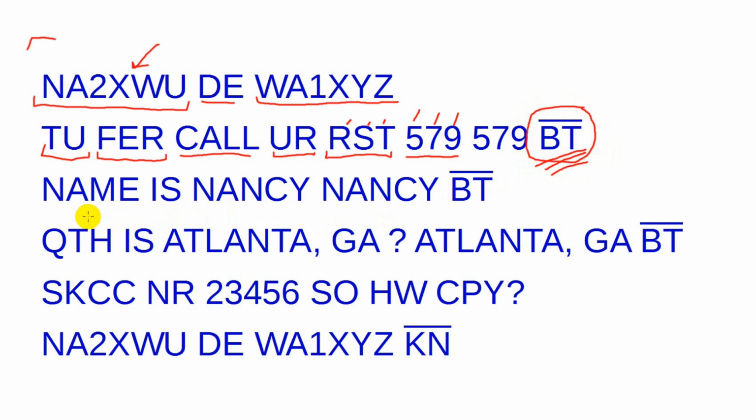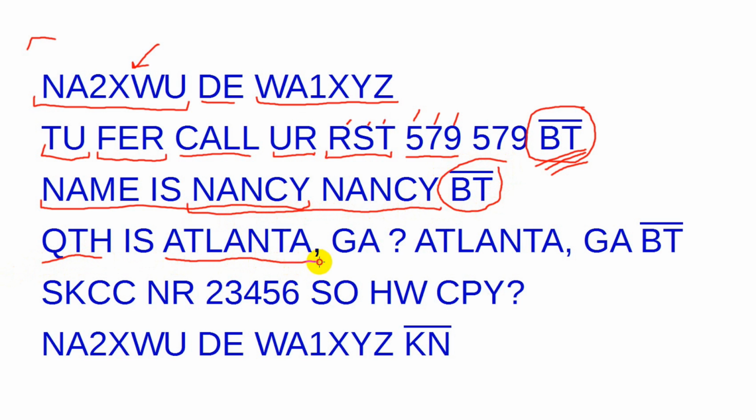She then sends her name. Hams go by given names, hence the Nancy. Again comes the separator. She sends QTH, which is the Q signal specifying location. She sends Atlanta, followed by a comma, followed by GA, meaning Georgia, then a question mark to indicate that she'll send it again. Then she sends it again, followed by another separator.